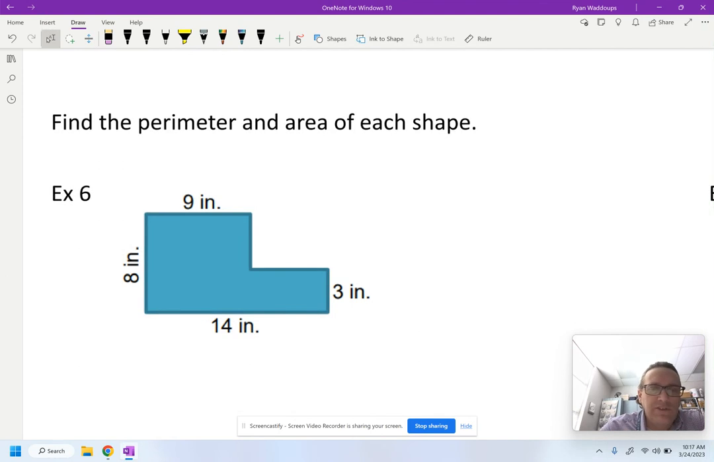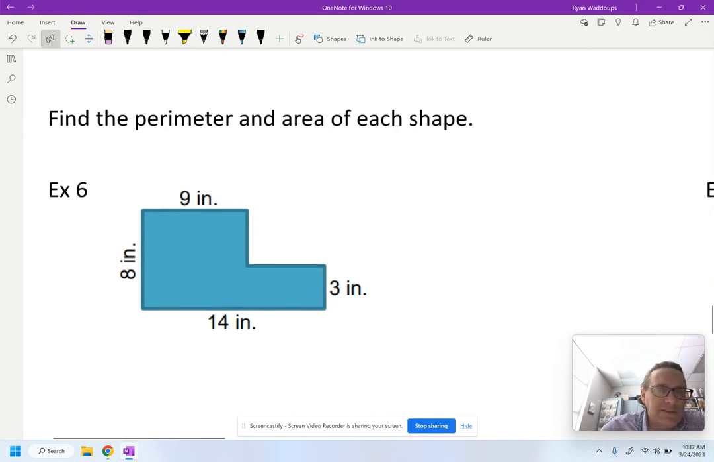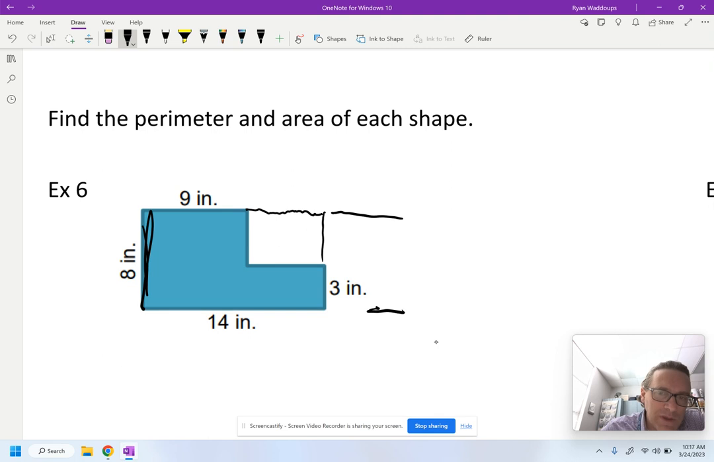If in this we're trying to find the perimeter of example 6, I know that this side is 8 here. If I were to extend that out over here, this whole thing out here would also be 8. And since I know that this side is 3, I know the length of this one is 5. So that'd be 5 inches.